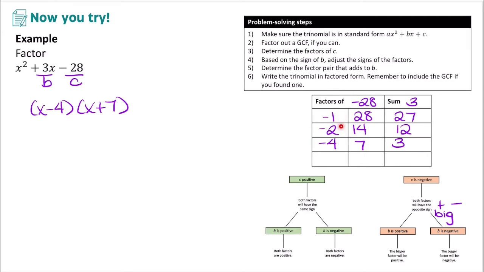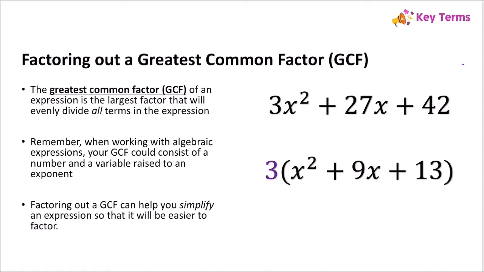So I made a list of all the factors of 28, which are 1 and 28, 2 and 14, and 4 and 7, and then I made all the smaller factors negative. When I added them together, the correct combination was negative 4 and 7, so this factors into x minus 4 times x plus 7.